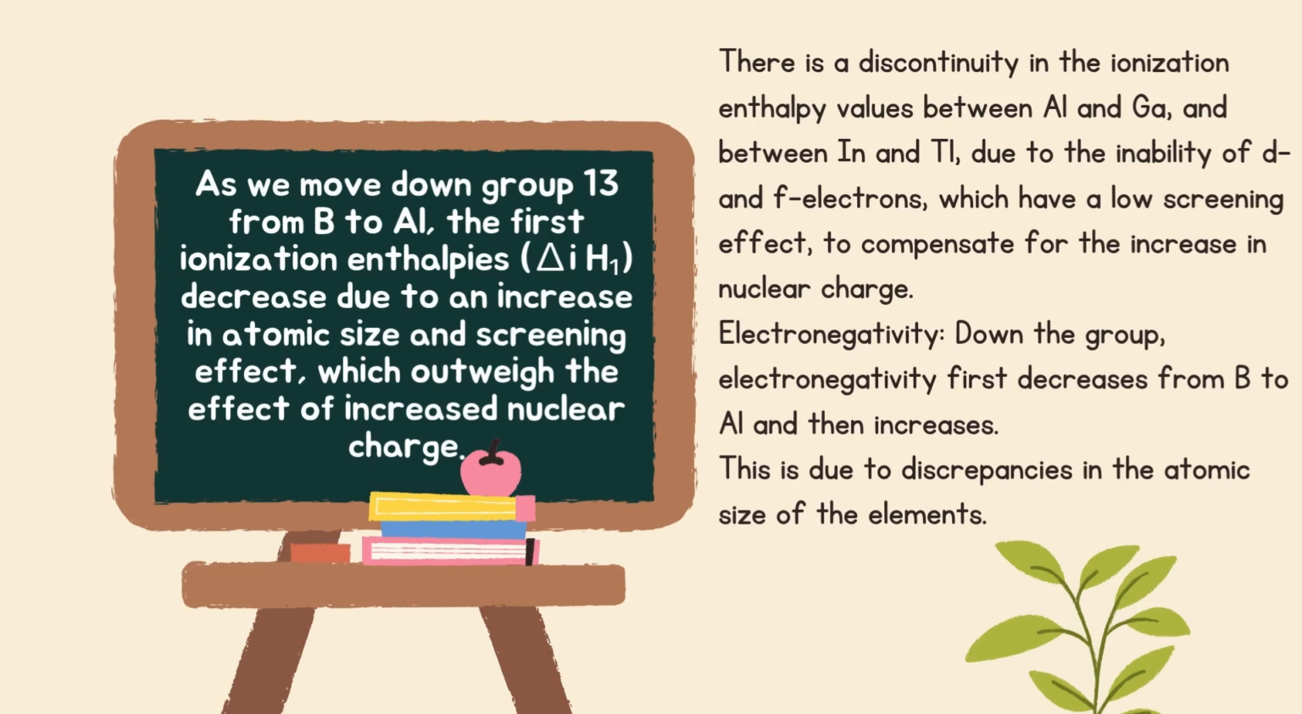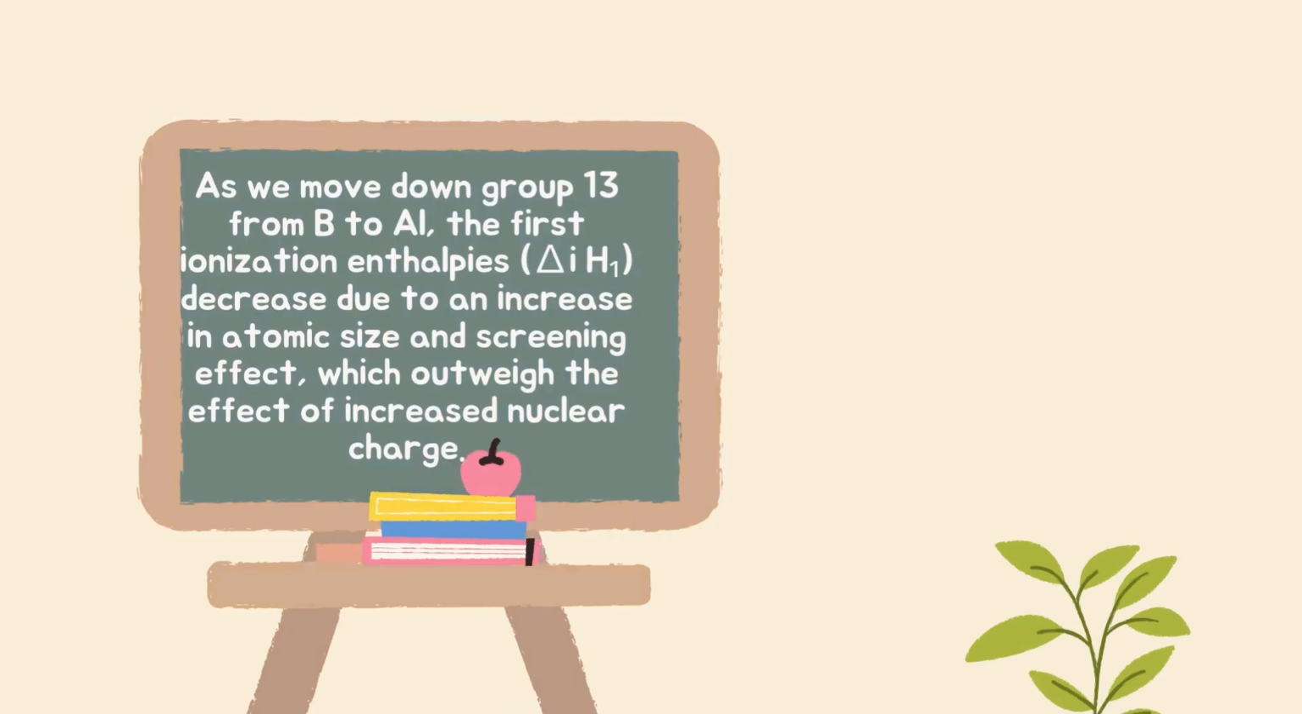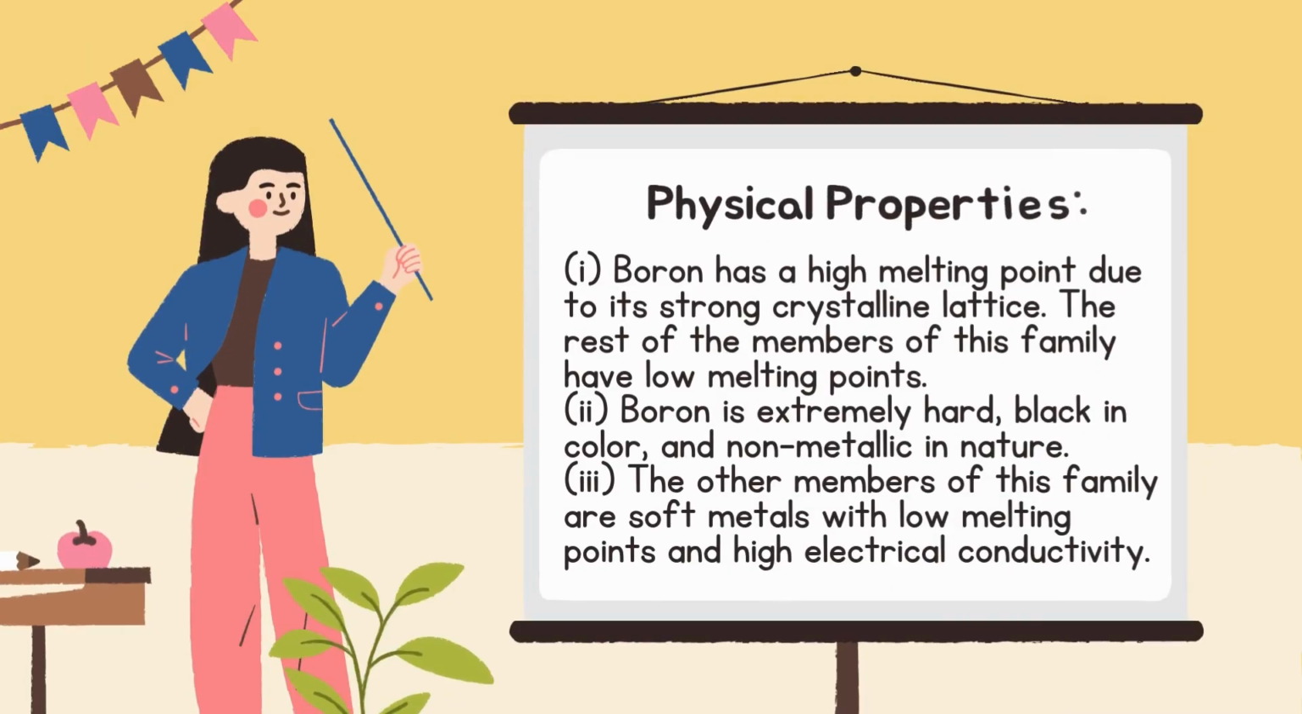Electronegativity: down the group, electronegativity first decreases from B to Al and then increases. This is due to discrepancies in the atomic size of the elements. Physical properties: 1. Boron has a high melting point due to its strong crystalline lattice. The rest of the members of this family have low melting points.